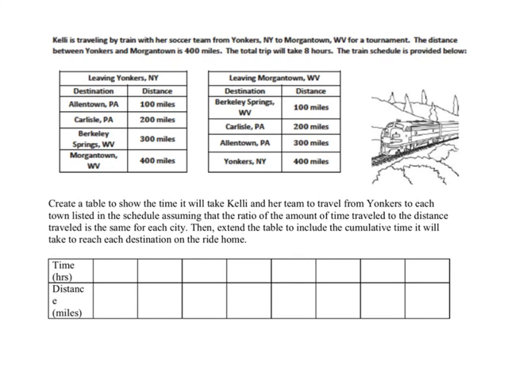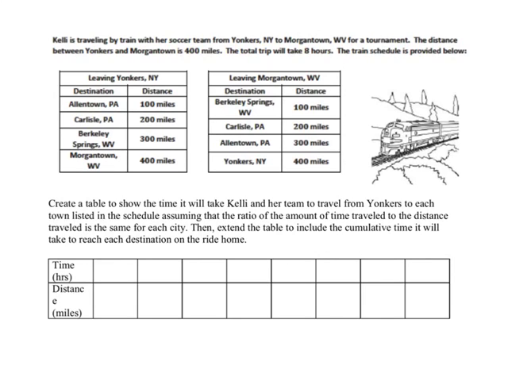So, Kelly is traveling by train with her soccer team from Yonkers, New York to Morgantown, West Virginia for a tournament. The distance between Yonkers and Morgantown is 400 miles. The total trip will take 8 hours. The train schedule is provided below. So you've got leaving Yonkers, going to Allentown, Carlisle, Berkeley Springs, Morgantown.